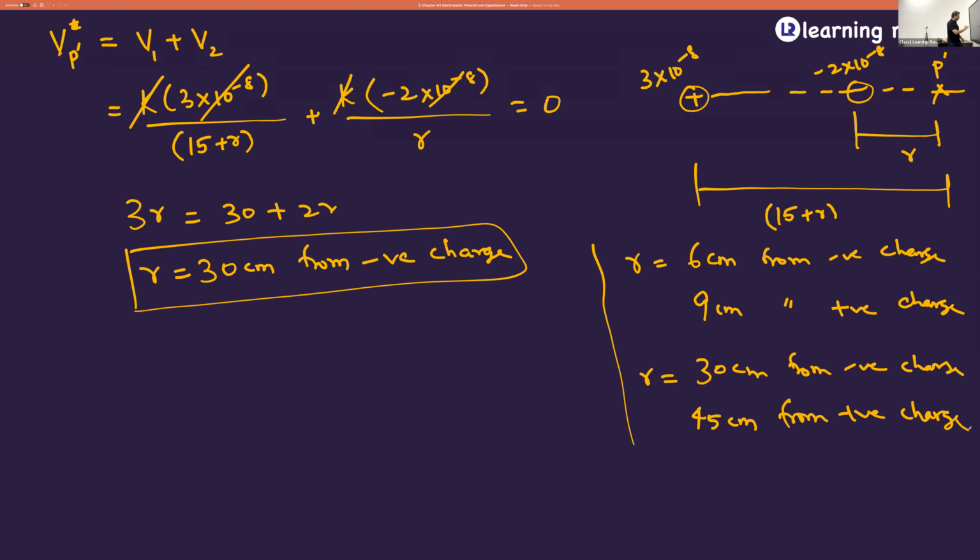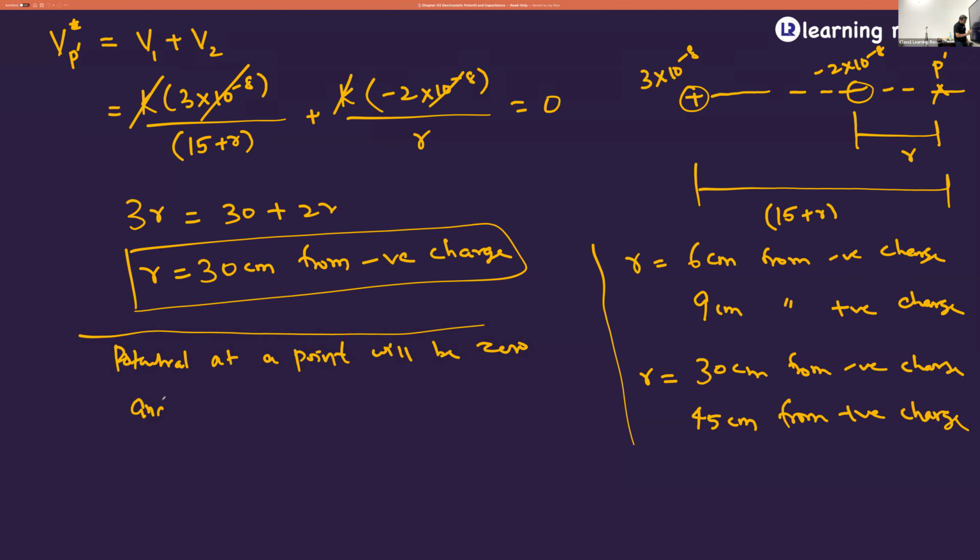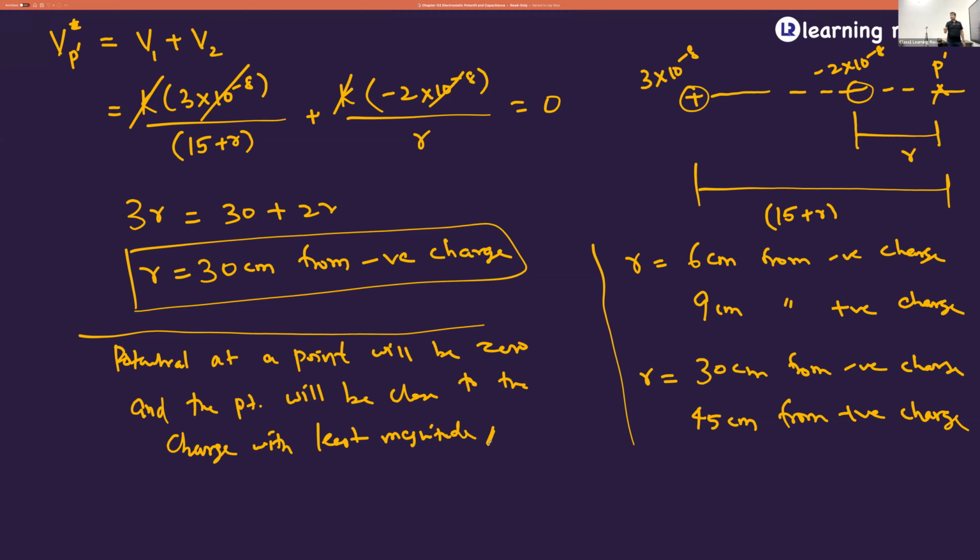So what is the point I told? Potential at a point will be 0, and the point will be close to the charge with least magnitude. It will be closer to the charge with the least magnitude. Clear?